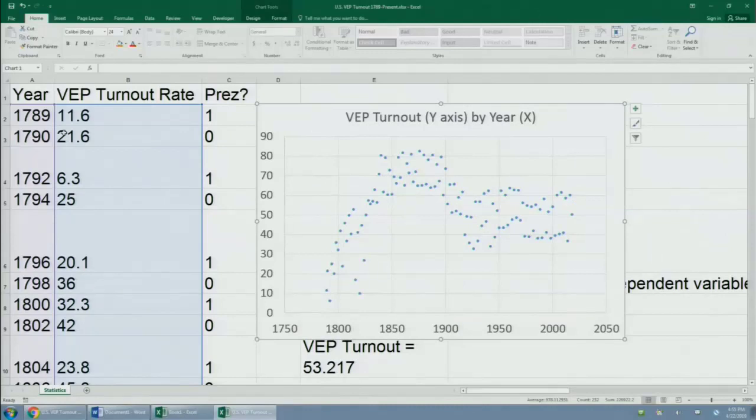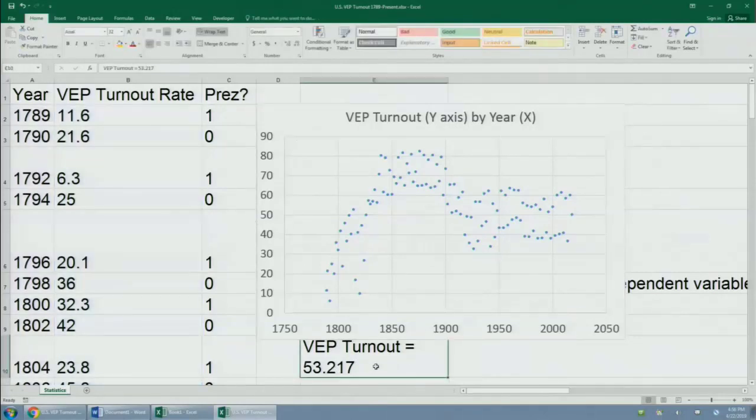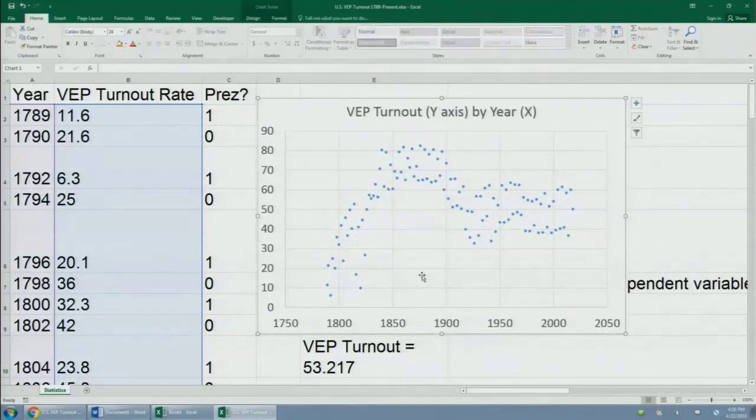That's actually the values, all this stuff on the left. So if I roll over, I can get little values here. Like this is telling me in 1818 it was 41.1. In 1840, voter eligible population turnout was 80.3. And if I'm telling you that if you have no other information, the best guess is that VEP turnout equals 53.217, what I mean is that no matter what else is going on here, say by year, or by whether it is a presidential election year, voter eligible population turnout is going to be equal to 53.217. That prediction looks like a line.